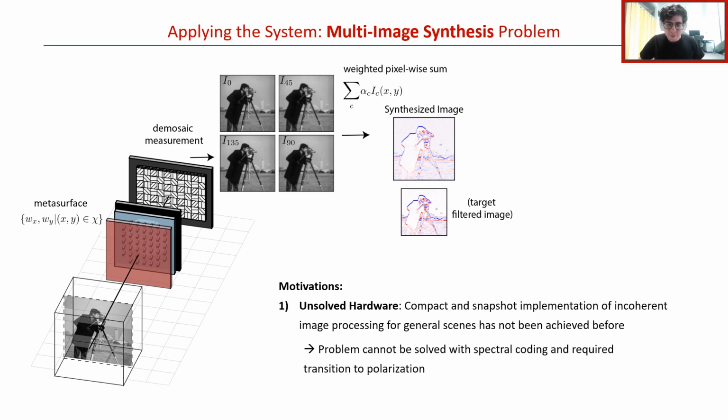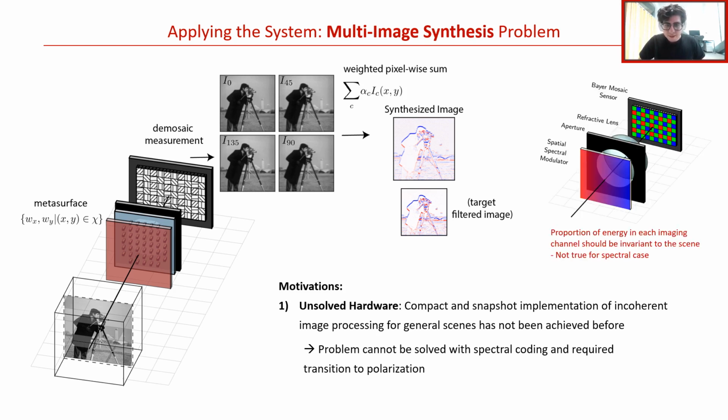A compact, as in a single lens, snapshot implementation that works for general scenes has not been achieved before. Moreover, it's a problem that cannot be solved with spectral coding and requires a transition to polarization. Specifically, the key idea is that in the spectral case, if we are to subtract 2 or more images and hopefully cancel out the signal, we need to be ensured that the ratio of energy in each image channel is the same for any scene.